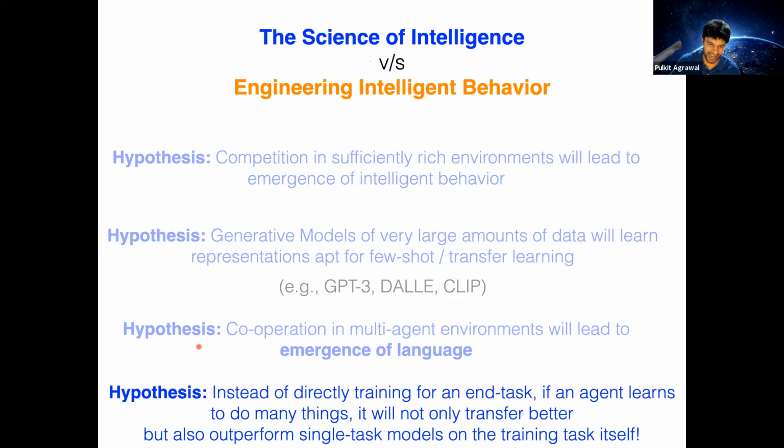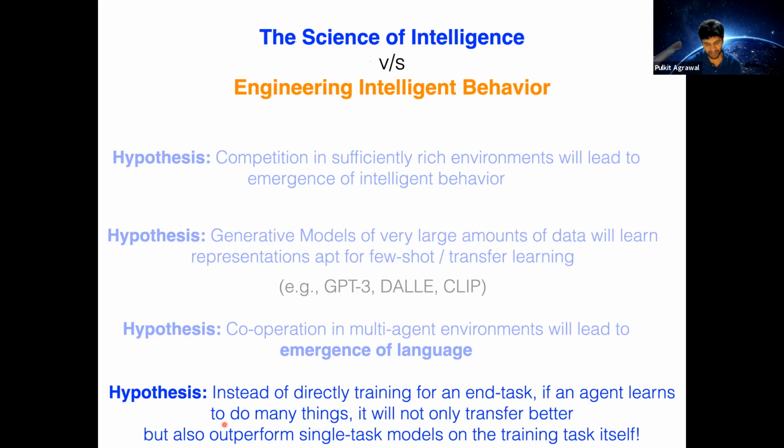Another hypothesis we might have is, instead of directly training for an end task, if an agent learns to do many things, it will not only transfer better, but also outperform single task models trained on the training task itself. For example, if I want to do image recognition, the typical paradigm right now is to train end-to-end for image recognition. But maybe that's a bad idea. Maybe if I do a lot of other things, I can learn something by doing those other things, which can help me be even better than training directly on image recognition.